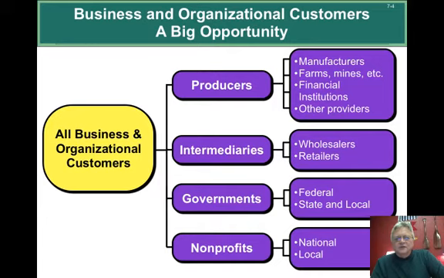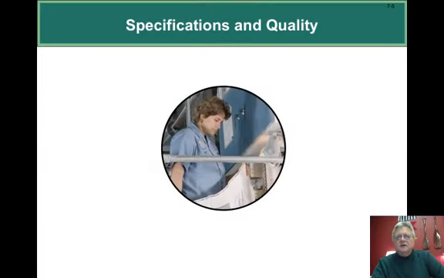And producers, we're talking about manufacturing firms, farms, extractive industries like mining, possibly financial institutions and other providers. Intermediaries, we're talking about wholesalers and retailers primarily, different types of those. We'll talk about those in a later chapter. In terms of government as a customer, we're talking about both federal and state and local, and then the nonprofit sector. So that's our focus.